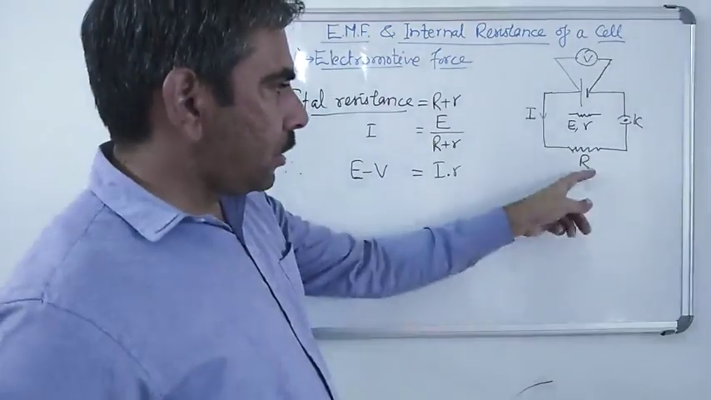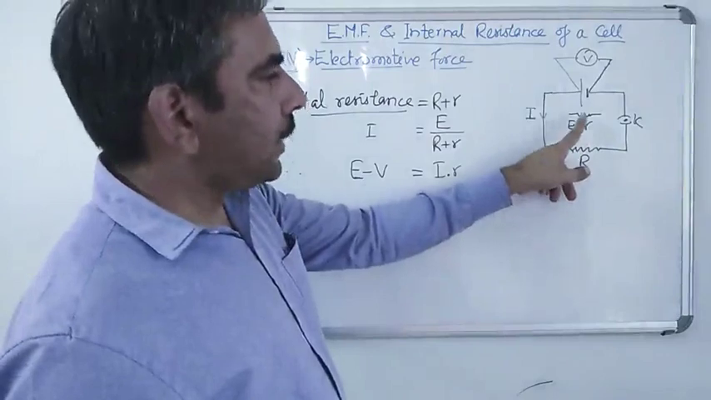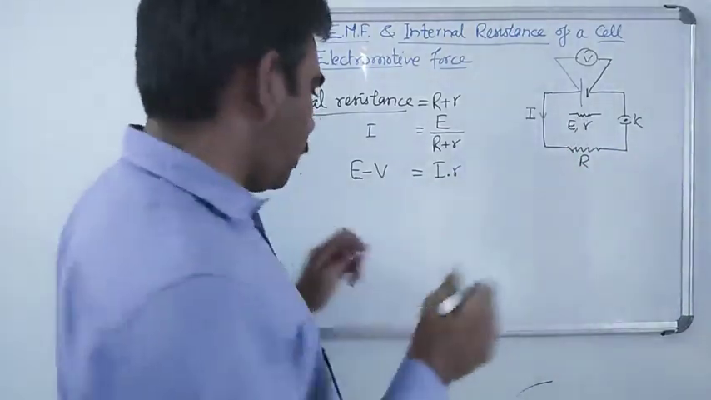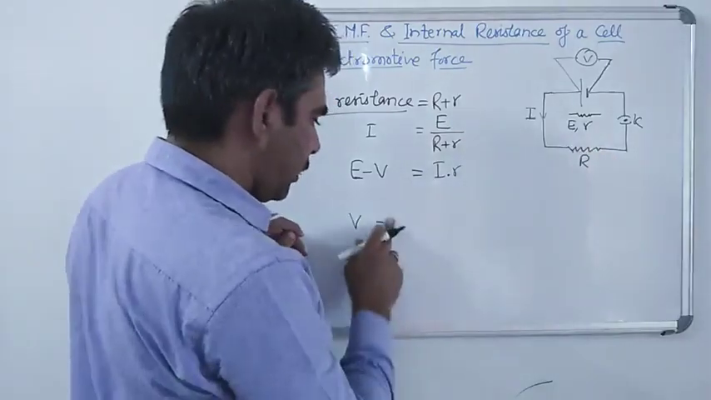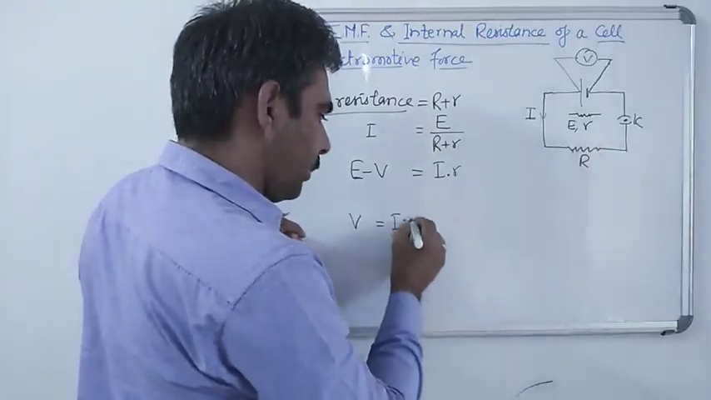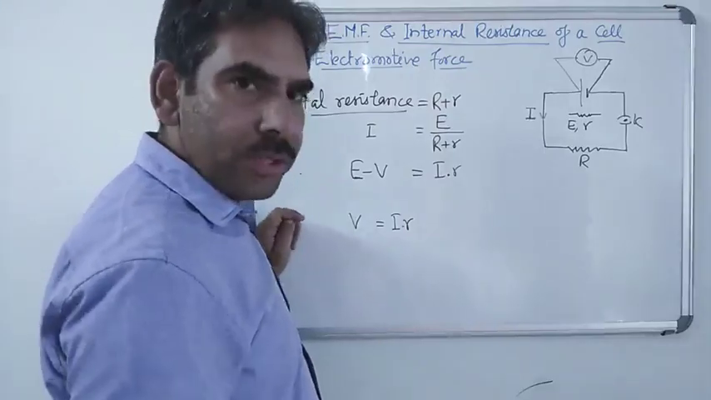We know that the potential drawn by the external resistance is obvious, but the internal resistance of the cell also draws some potential. By the definition of Ohm's law, the potential drawn by the internal resistance of the cell is equal to the current flowing through it multiplied by the resistance, V is equal to I into R. This is in accordance with Ohm's law.